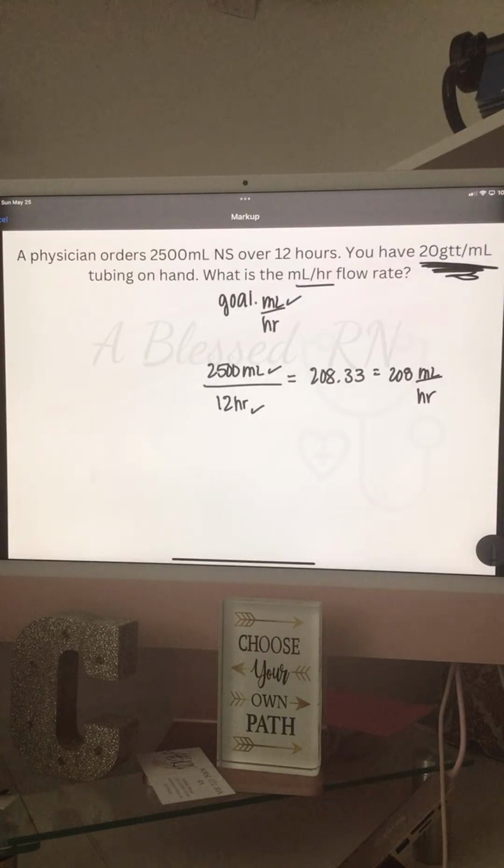The goal was milliliter per hour. So that's why we did milliliter on the top and hour on the bottom. You don't round it. I did. I rounded it to 208, to the whole number.